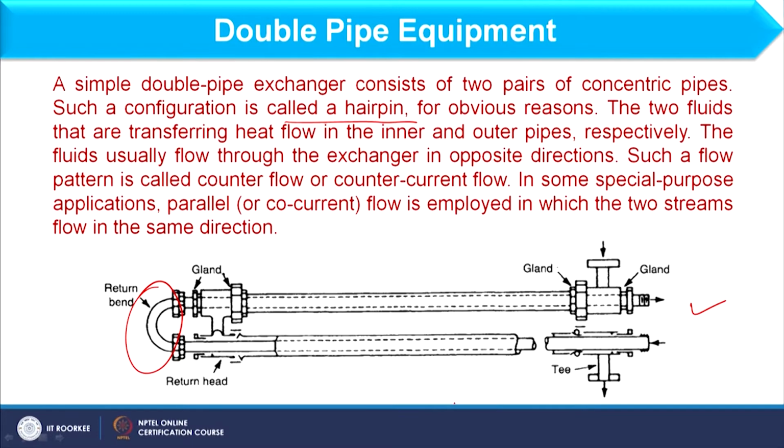So the two fluids are transferring heat, and one is flowing in the inner pipe and another is flowing on the annular side, as we also have discussed previously. So in this double pipe exchanger, usually we have counter current flow. However, in some cases we also consider co-current flow.